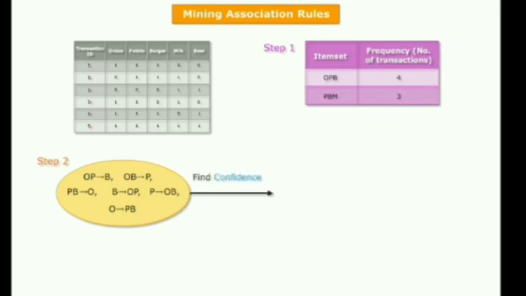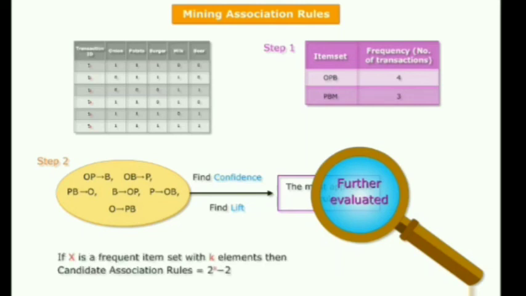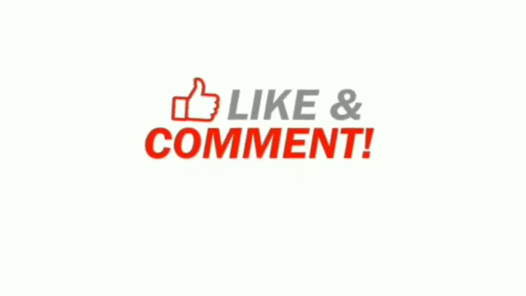Find measures like confidence and lift for these rules, and based on these parameters the most applicable rules will be considered as the frequent item sets. These rules should be further evaluated for rational validity to determine if a useful relationship was uncovered, if there was an occurrence by chance, or if the rule confirms a known intuitive relationship. If X is a frequent item set with k elements, then there are 2 to the power k minus 2 candidate association rules.